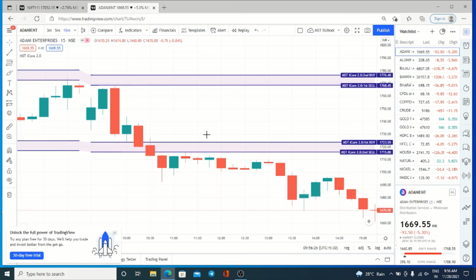See in Nickel yesterday, first buy got activated, SL hit, then second sell, all targets have been achieved. So yesterday in almost all the scripts except Adani and a few stocks, our first buy SL got hit because of the corona. See, all the targets have been achieved perfectly here. All the targets. So you can increase your target level also if you want to see more levels. So this is how we have to trade using our MST iCore 2.0 advanced version.